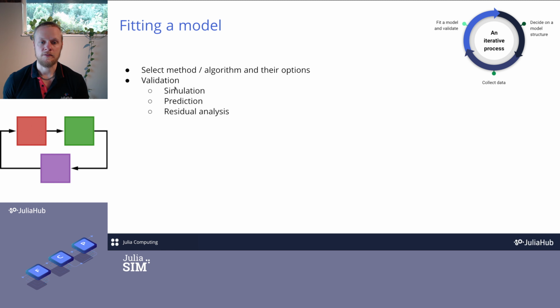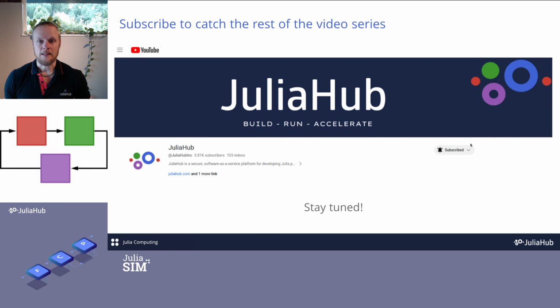But very often this validation returns failure, meaning your model is not up to your requirements, and then you take another loop in this wheel, and that's quite common. All right, so this concludes the first introductory video, and in subsequent videos we will start to actually perform some system identification.